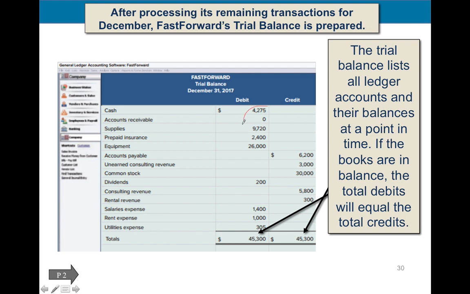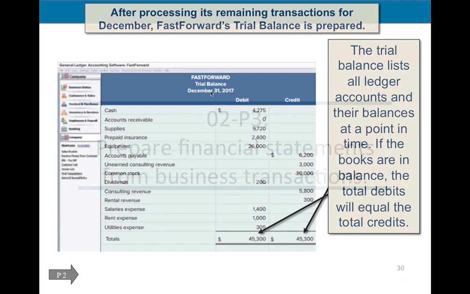What you want to see is that assets, expenses, and dividends are on the left. They have debit balances. ADE, after eating dinner. And then your liabilities, your revenues, and your common stock, LRC, Let's Read Comics, have credit balances. You have to be equal. If you're not, you cannot proceed, and there are different ways of identifying types of errors. But I have to make sure that my debits are equal to my credits, hence the name, the trial balance.